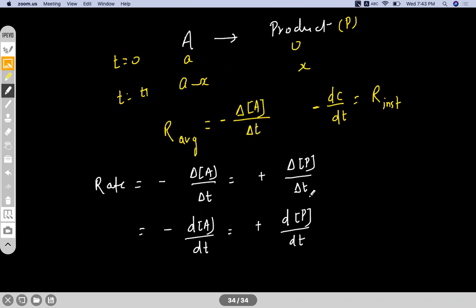Okay, rate of reaction, write down. Rate of reaction. Write down rate of reaction. We always define it for one mole. Means whatever the stoichiometric coefficient, the expression of rate of reaction is always with respect to one mole of reactant or product.